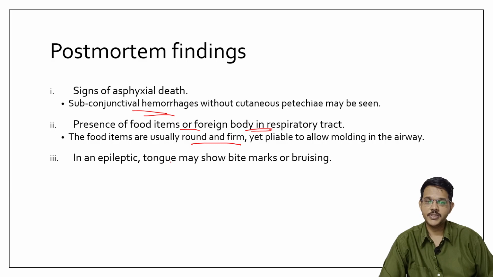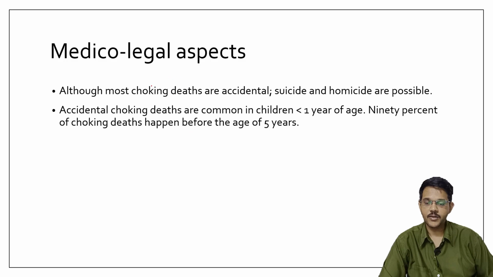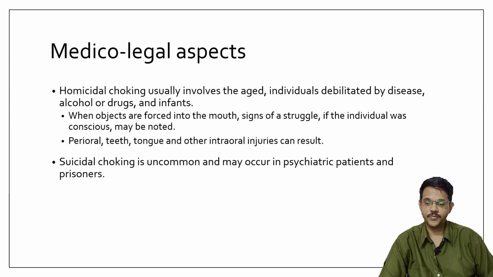In case the person has gone epileptic, sometimes the tongue itself can cause the choking. In that case, the tongue may show bite marks and bruising may be seen. Almost every case of choking is accidental. Suicide and homicide are also possible. Accidental choking deaths are common in children less than 1 year of age. 90% of choking occurs within the first 5 years of life.